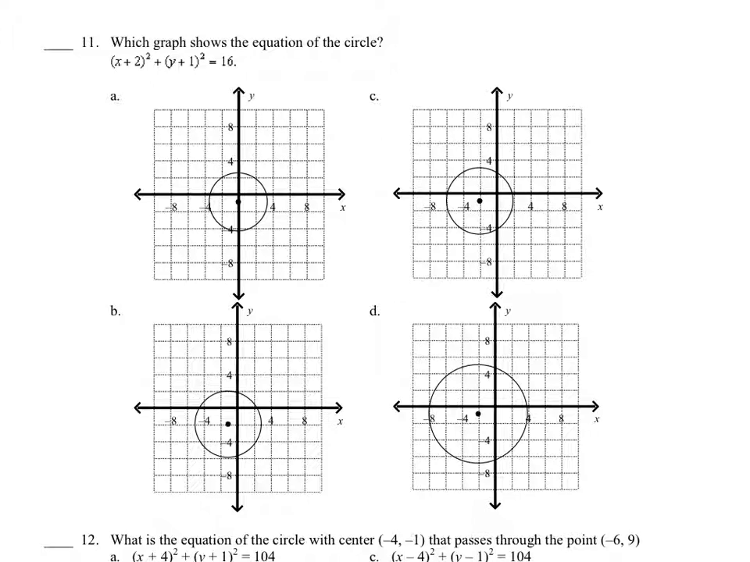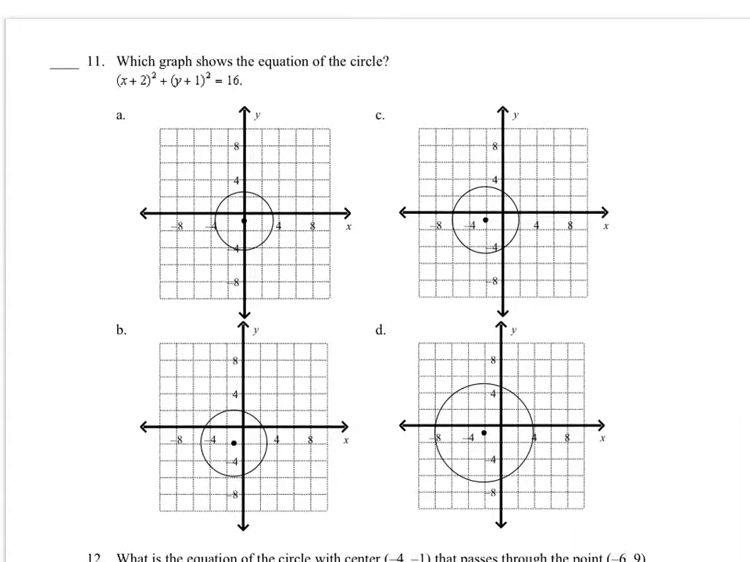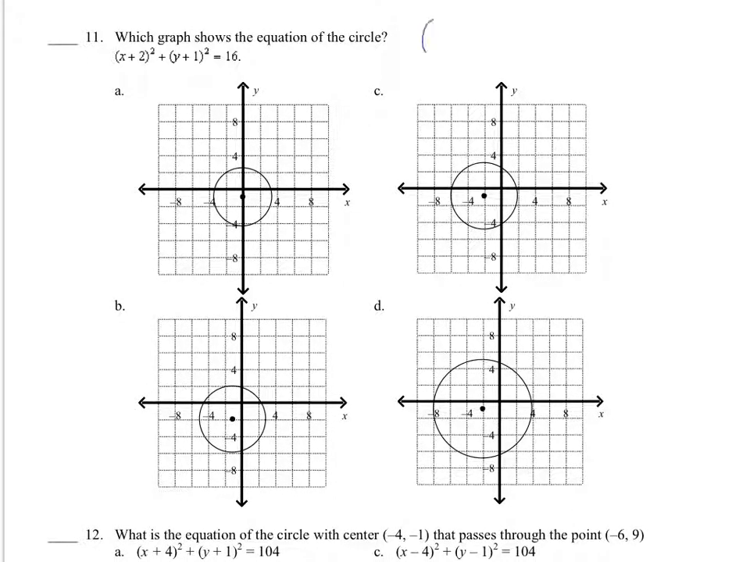So by looking at my equation, my center is negative 2, negative 1, and my radius should be equal to 4. Because what it's equal to is radius squared, so I have to take the square root. And remember, it's always opposite, so if it says plus 2, it's negative 2.